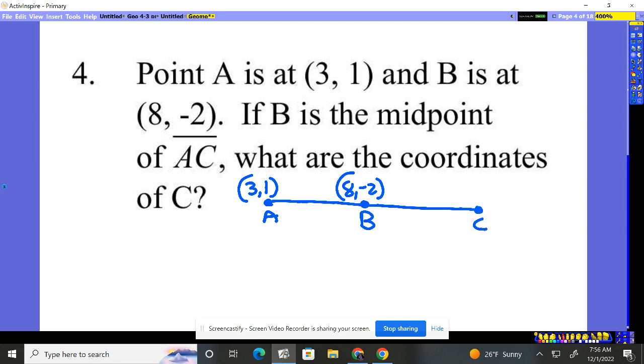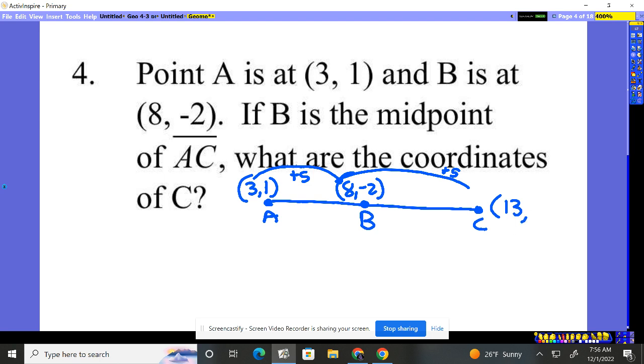And if he's at the middle, if this length was 5, then that length is 5. So I need to figure out what's going on here. Well, let's look at our x's. It went from 3 up to 8. It went up 5. Well, if this is in the middle, all I've got to do is go up 5 on the x value, and I'll have where this C is located as far as the x value. 8 plus 5 is 13.